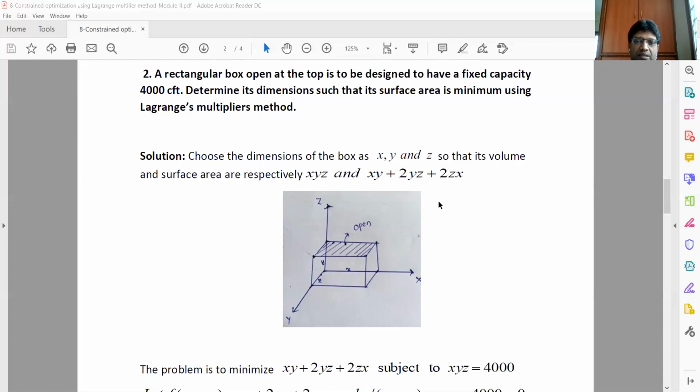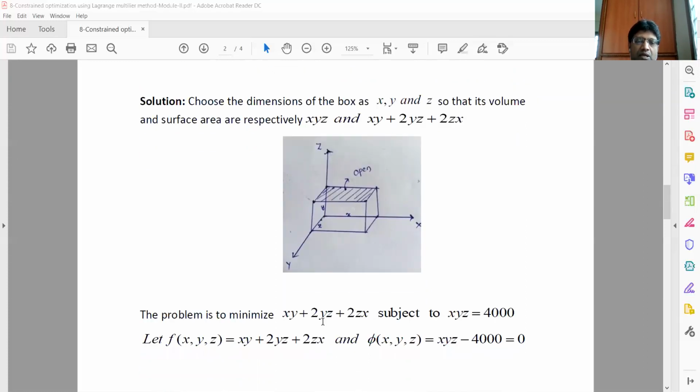I have to minimize this surface area subject to the volume. The volume must be 4000 cubic feet. Therefore, this will act as f of x, y, z and this is phi of x, y, z. So the problem is to minimize this subject to this volume. So let f of x, y, z be this and phi of x, y, z be this one.